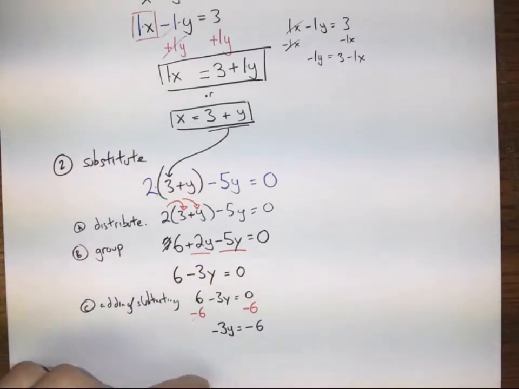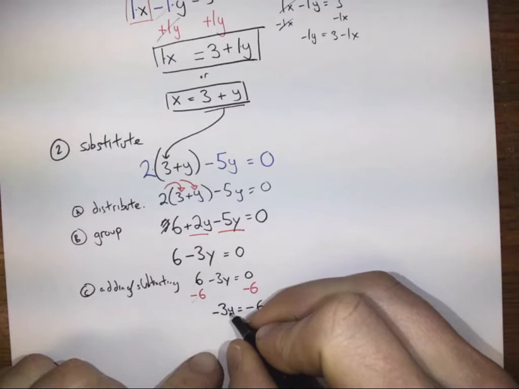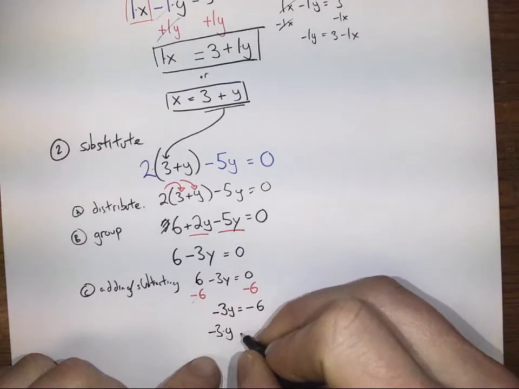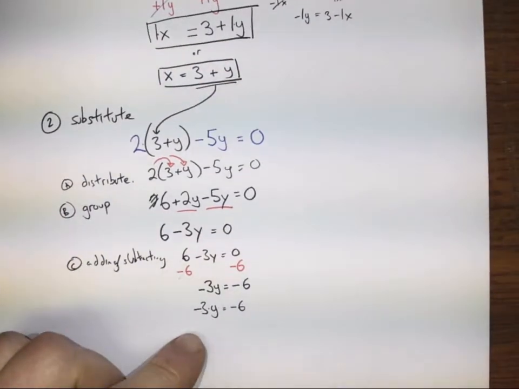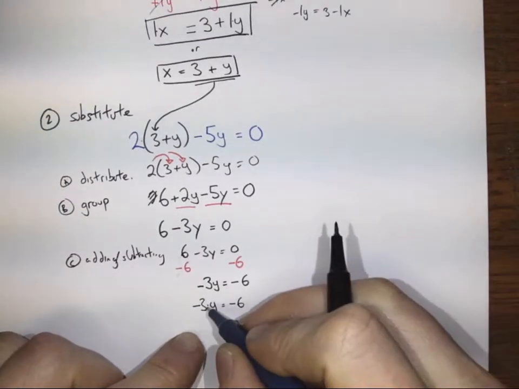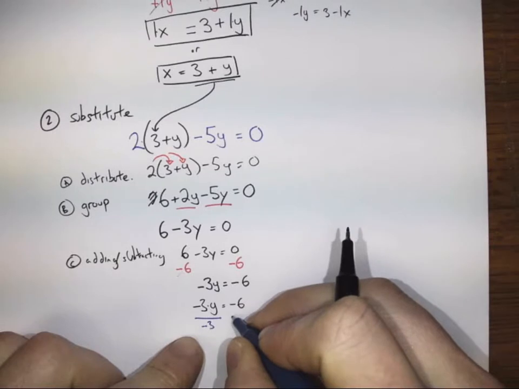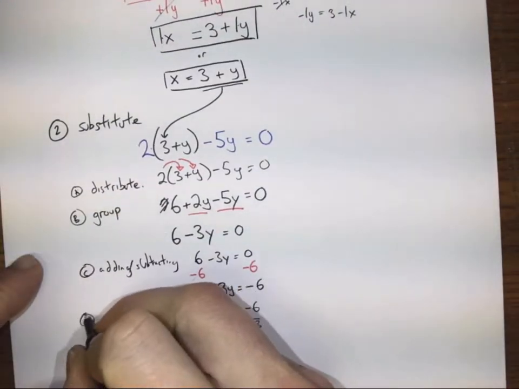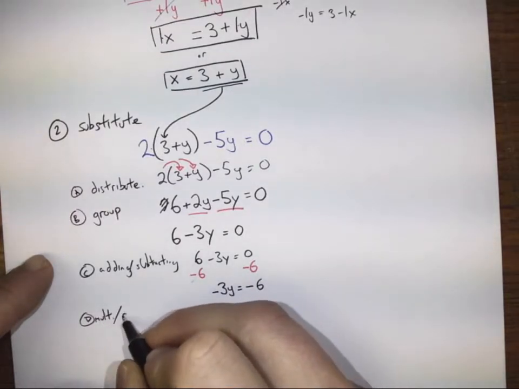And then as a last step, we're going to have to ask ourselves, well, what do we have here? We have a negative 3, and there's an invisible multiplication between the y. So this really means negative 3 times y. That's equal to negative 6. So we're going to do the opposite of multiplying by negative 3. We're going to divide by negative 3. And we'll divide both sides by negative 3. And that's our step D, which is dealing with the multiplication or division.